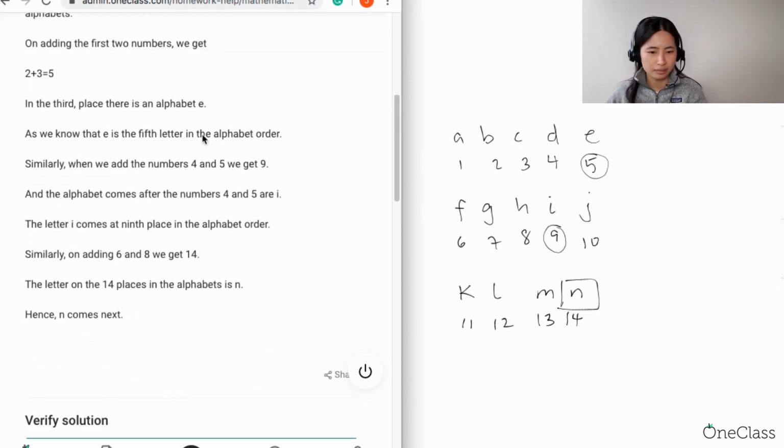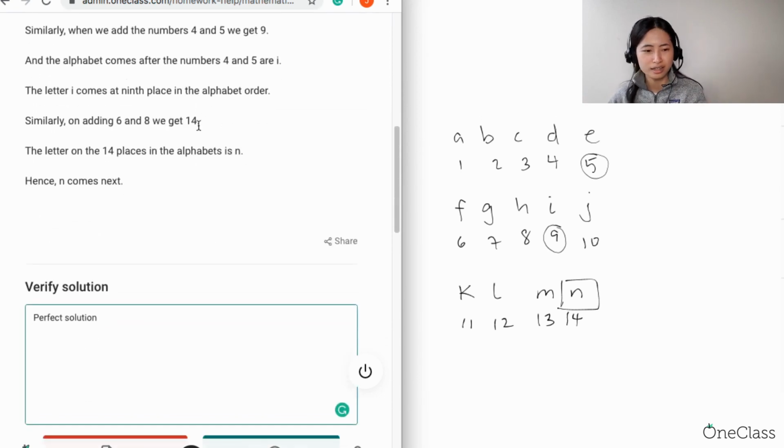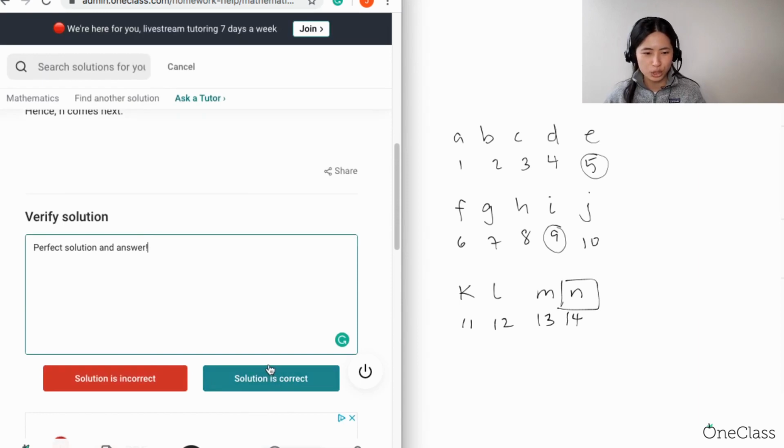I think we can just have bullet points. That's just my preference. So, perfect solution and answer. I don't have anything to say, although I would prefer a shorter answer. But I think that's very trivial, so the solution is correct.